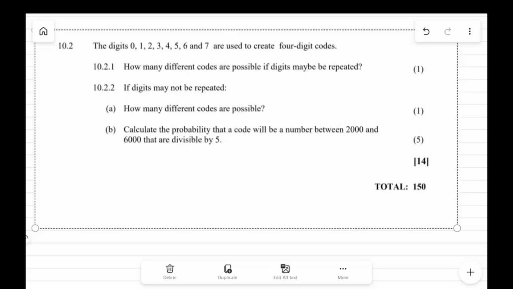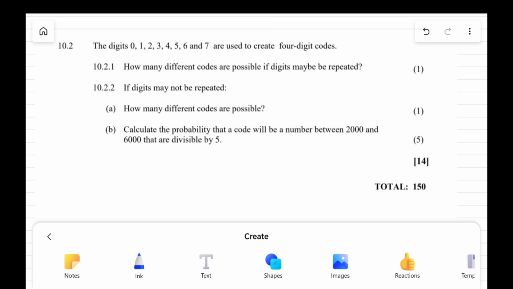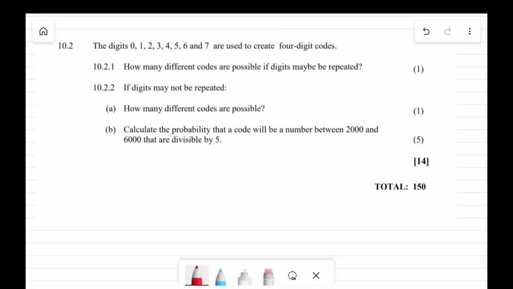Okay, we're given the digits 0, 1, 2, 3, 4, 5, 6, and 7, which are used to create a 4-digit code. So we've got the digits from 0 to 7. They are used to create a 4-digit code. Only 4, guys. A 4-digit code means 4 spaces. It can also mean 4 slots, all right? That is a 4-digit code.